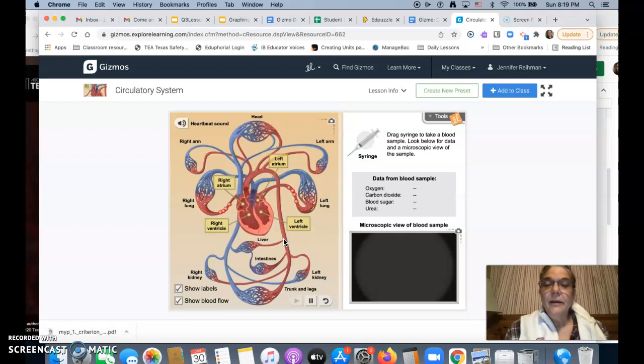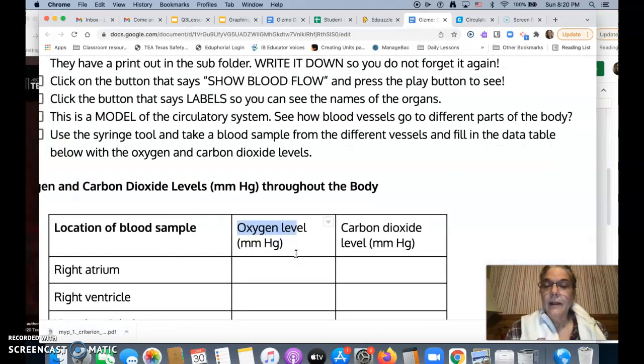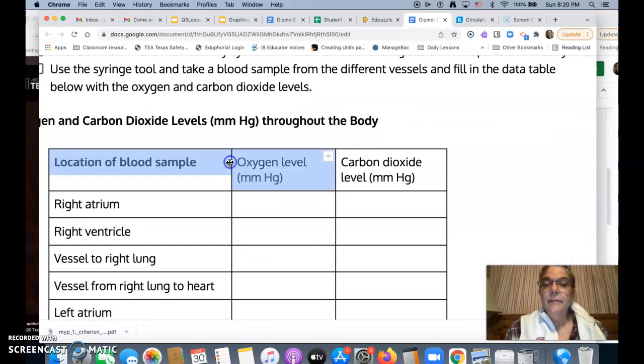What's cool is I'm going to tell it to pause for a second here, because it does get a little distracting watching it. You can also listen to it. But I'm going to tell it to pause. So what you're going to be doing, if you take a look here, is looking at the oxygen level as the blood moves through the body. And you're also going to be looking at the carbon dioxide level.